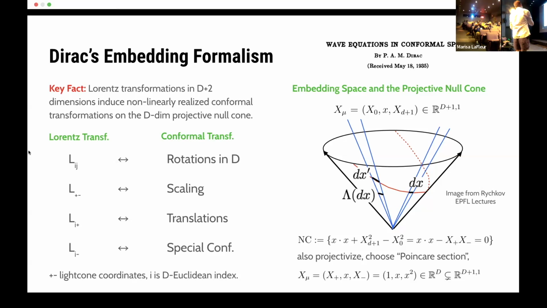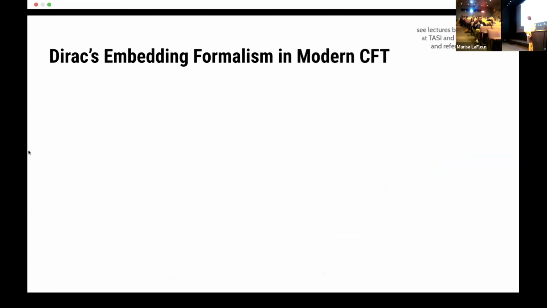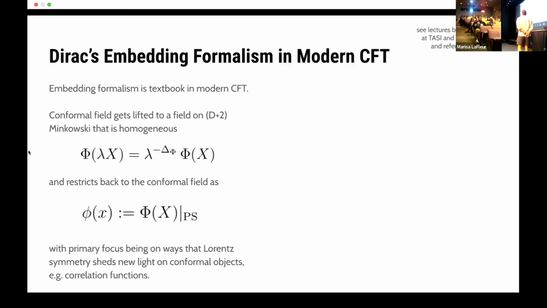One of the key things is that some of the Lorentz transformations actually take you off of the Poincare section. And the nonlinear realization of the symmetry is what you do to bring it back to the Poincare section. But this is a common story in the CFT literature, and I should mention that this is not something that is new to CFT. We are not bringing this. This is literally textbook CFT. Good. So in modern CFT, the embedding formalism is something that people do quite generally.